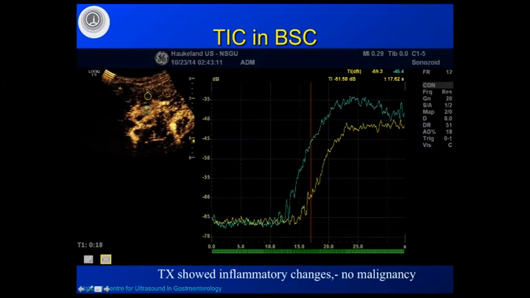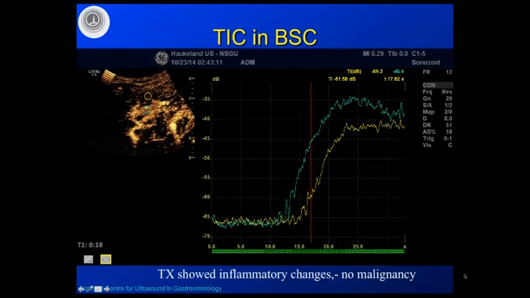And also using the time intensity curve, we can clearly observe that the rise in enhancement occurs long before inside the bile duct compared to outside the bile duct. And in this case, it was inflammatory changes, no malignancy in this case.